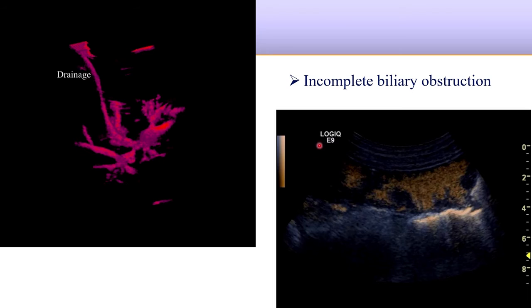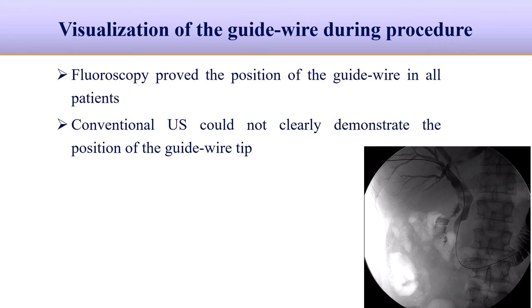This image shows the incomplete biliary obstruction because we saw contrast agents in the intestinal. There is a limitation of extravascular contrast enhanced ultrasound. On X-ray, we could clearly see the position of the gateway, but on ultrasound, we could not clearly see the position of the gateway tip.